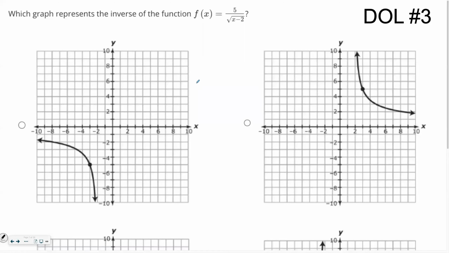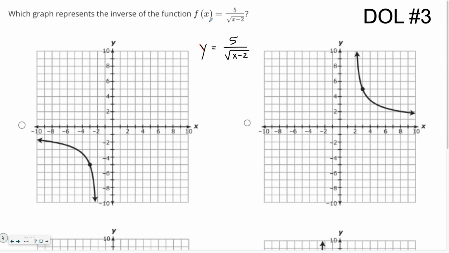Okay, now let's take a look at the DOL for this problem. I'm going to change up the problem and I want you to solve this DOL. I will make one adjustment to this equation here. It says which graph represents the inverse of the function. I'm going to change this. What if the problem said this? y equals 5 over the square root of x minus 2. I want you to find the inverse if I wrote it this way.